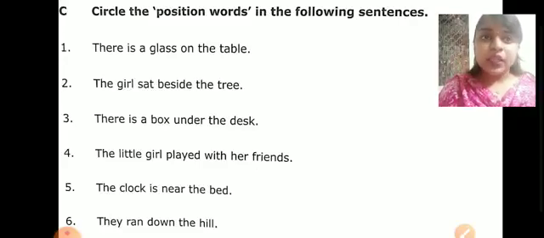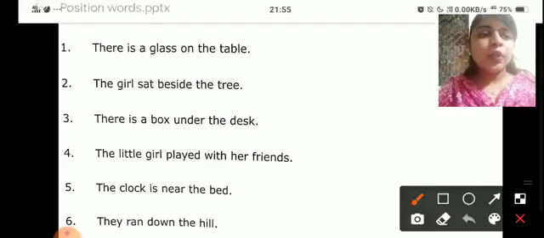Now tell me, in this sentence, what is the position word? There is a glass on the table. What do you need to circle? You need to circle on. On is our position word. Okay, children? So circle the word on. Do it with me.